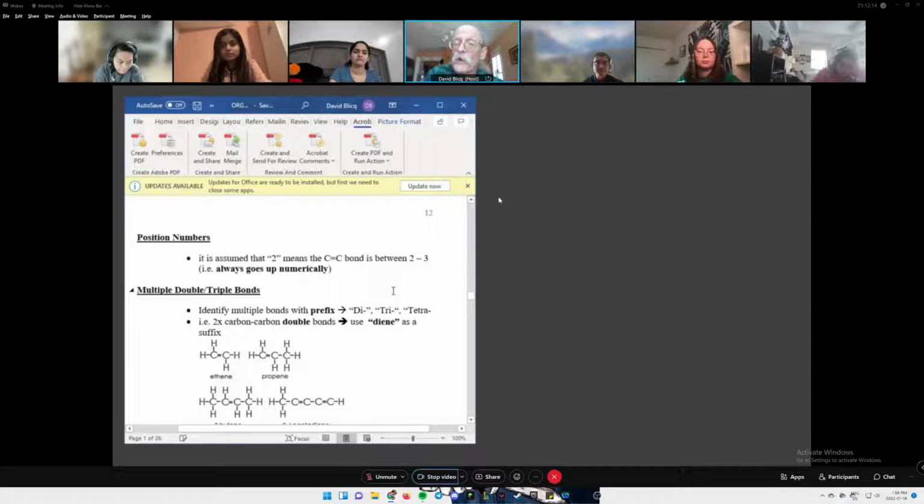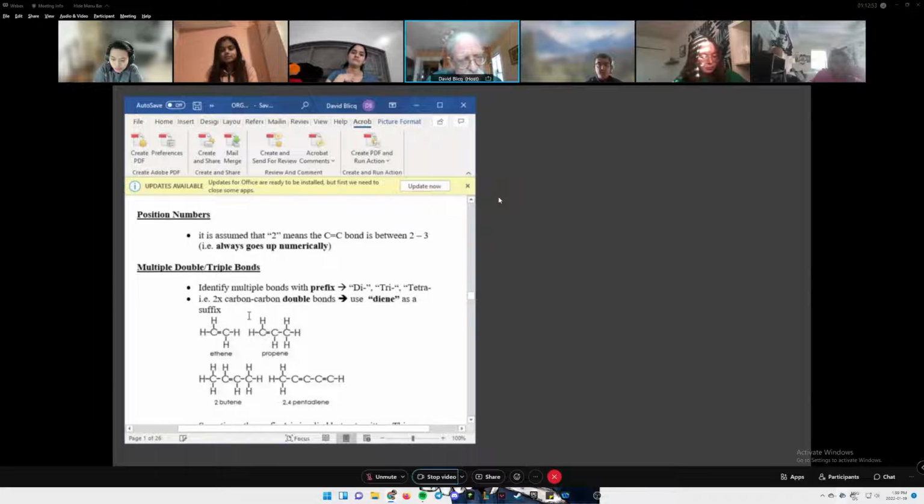Position numbers, when people write 2 and 3 and 4, and they're trying to describe the location of a double bond, it always assumes that the lower number is where the bond starts. So if you say 2-ene, it means the bond goes between 2 and 3. If you said 3-ene, the bond would be between carbons 3 and 4. And that is not magic. They simply agreed to that in the IUPAC nomenclature rule. IUPAC, International Union of Pure and Applied Chemistry, sort of like the naming police. Take a look.